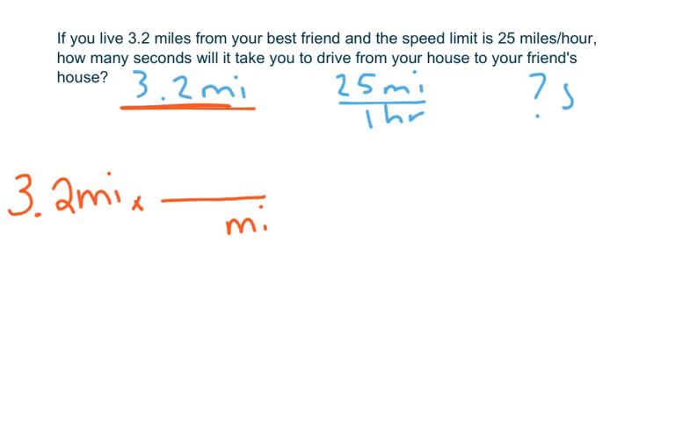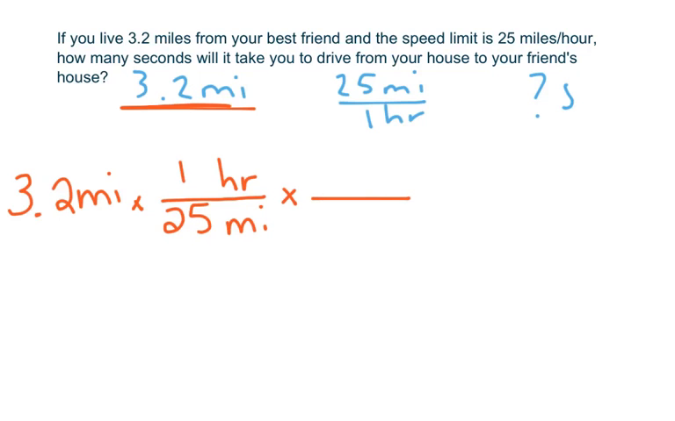So this, since it's in a fraction form, the miles per hour, it can be flipped if we need to. So we're going to put hours on the top. Since 25 is with miles, 25 goes with miles on the bottom, 1 with hours. Well, now we've calculated, if we were to solve this, we would know how many hours it would take me to drive, but I want to know seconds.